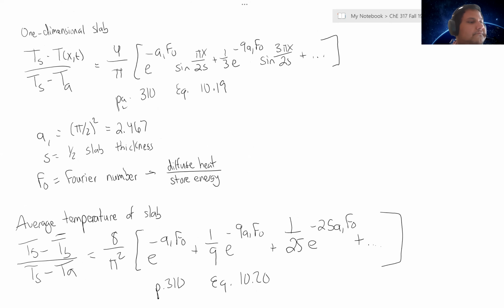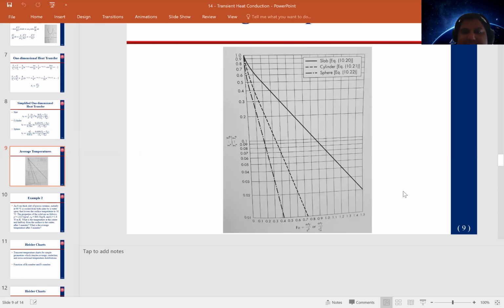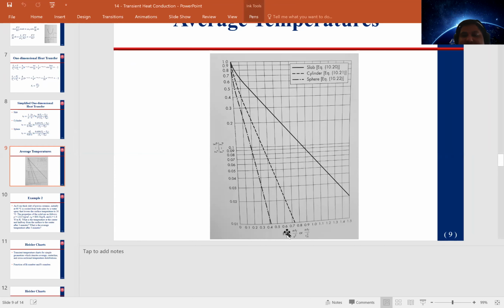However, there is a slightly simpler way to analyze these systems, and that's through the use of some graphs, which we'll talk about. This is the first one we'll talk about for now, which basically compares the Fourier number on the x-axis with the temperature ratio associated with the average temperature within the object for a slab, a cylinder, and a sphere. So in this case, to find the average temperature of an object at a particular time, you calculate the Fourier number based on that time, and then look for the y-intersection with the curves to solve for your temperature. Keeping in mind the Fourier number is alpha times time divided by s squared, which I probably didn't put in the notes, and I should have.